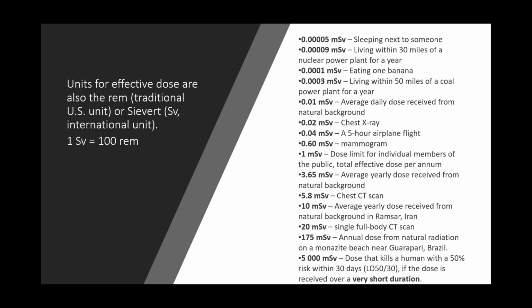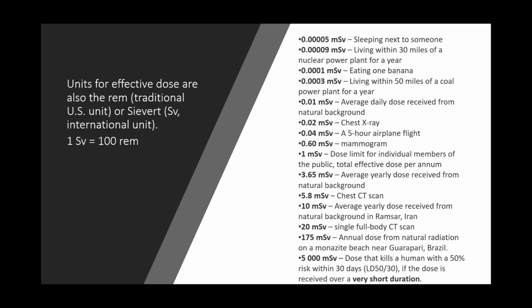If I live 30 miles away from a nuclear plant, and in 1 year, how much radiation would I get from it? Let's see, 0.000009 millisieverts. Not a whole lot, huh? Well, let's look at something we're probably more familiar with. What would a chest CT scan? How much radiation would a patient get on average from a chest CT scan? Well, that's 5.8 millisieverts.